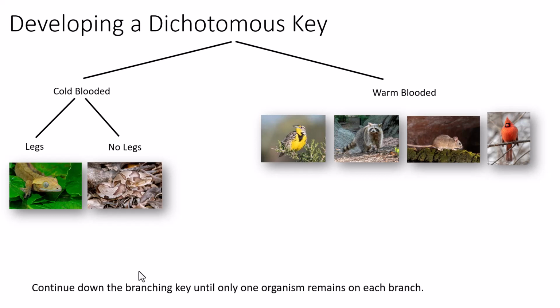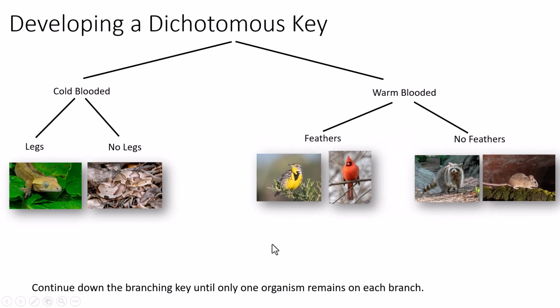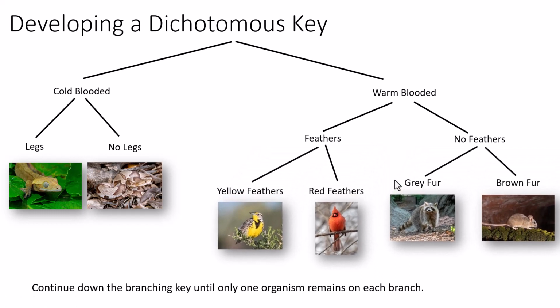Okay, and then you're going to continue down until only one organism remains on each branch. So the first thing I will do over here on the right is divide that roughly in half. And so half of those, in fact 2 of 4, have feathers and 2 of 4 do not have feathers. I then need to divide these 2 groups into 2 groups each. If I take the feather group, I can divide that into yellow feathers and red feathers. And if I take the no feathers group, I can divide that into gray fur and brown fur. Now I have completely divided all 6 of my organisms into individual categories based on a few descriptors. The first group being cold-blooded versus warm-blooded. I divided that one into legs, no legs. I divided the warm-blooded group into feathers and no feathers, and then into colors of feathers and fur.